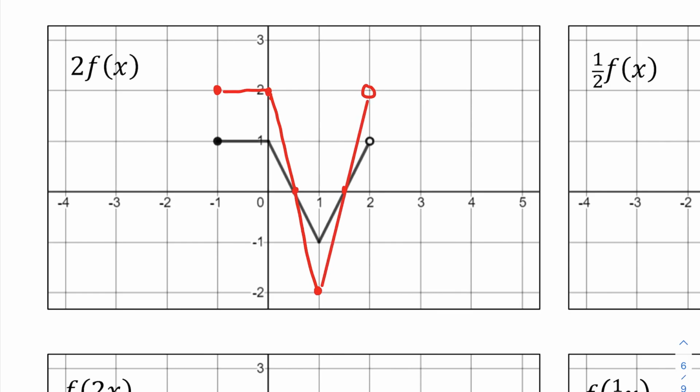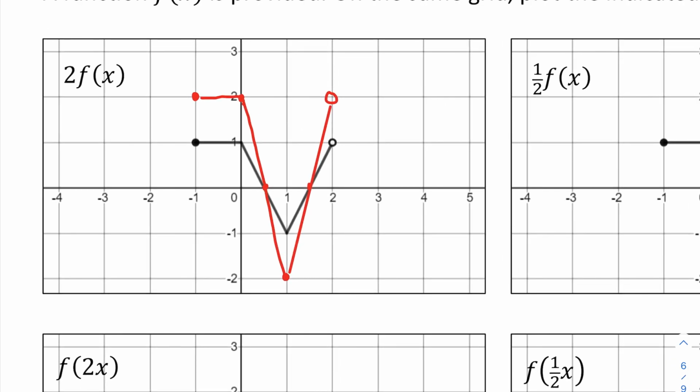Okay, so here's the result of doing a vertical stretch by a factor of 2. Every point is now twice as far from the x-axis. X-intercepts do not move when you do vertical stretching or compression, right? Those are going to be in the same spot as they were before, because when you double 0, you stay 0. Every other point will be twice as far from the x-axis as it used to be.